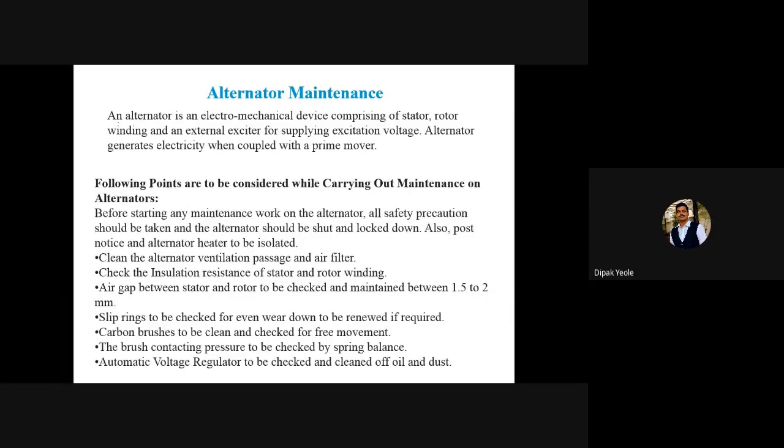Yes, so the alternator is an electromechanical device. Before starting with the topic, I have the habit of introducing a small concept related to the alternator. So one can say that it is electromechanical, comprising a stator. Obviously we are using a stator, a rotor, winding, and an external exciter for supplying the excitation voltage. The alternator generates electricity when coupled with a prime mover, and we know that the prime mover plays an important role in the working of the alternator.